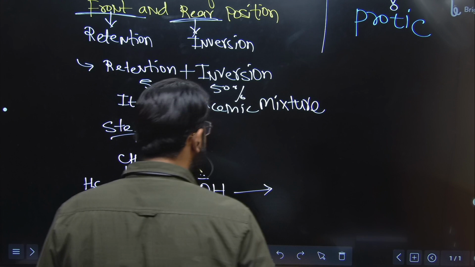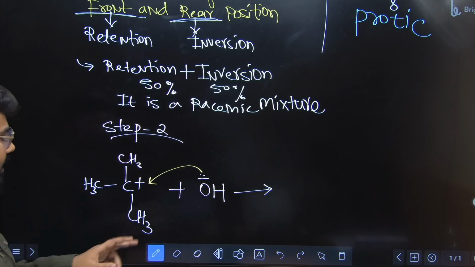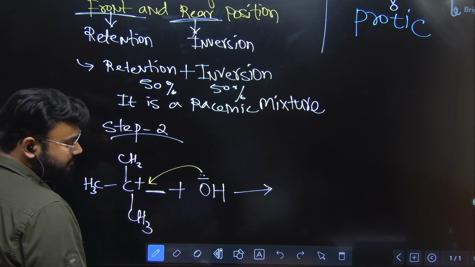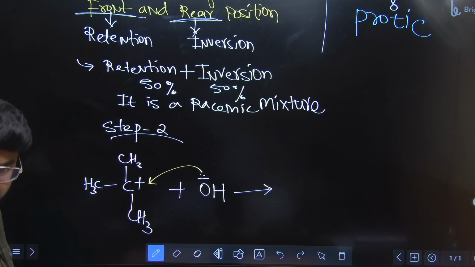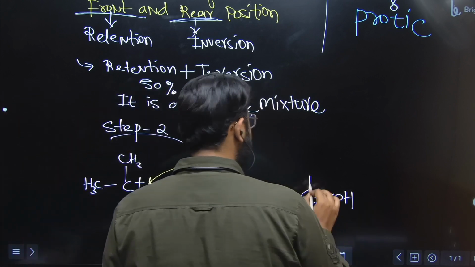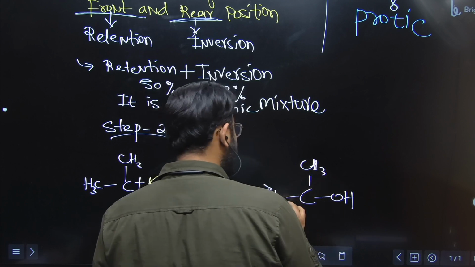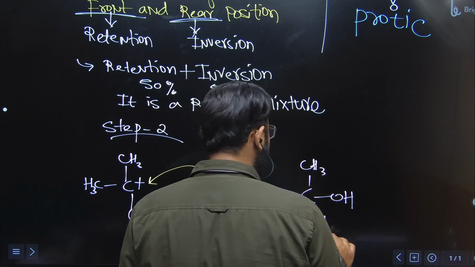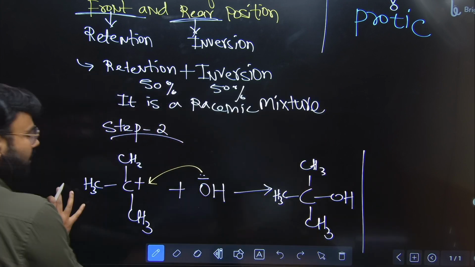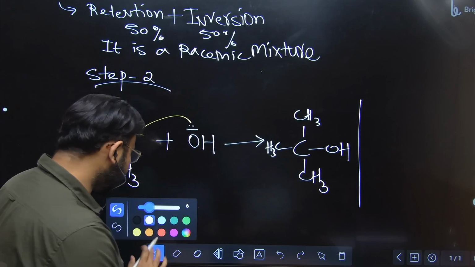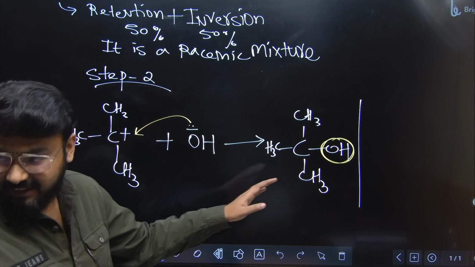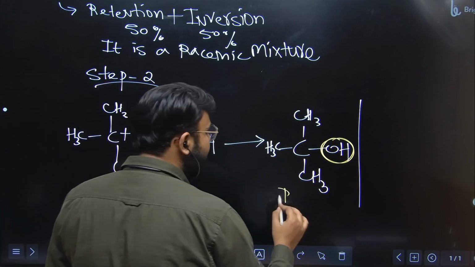So you will have two answers. First, where was the halogen present? It was present here, right? So if the OH comes at the same position, then what do you get? Tertiary butyl alcohol. Am I right, guys? Tertiary butyl alcohol, 3-degree alcohol. This OH has come at the same position where the old nucleophile was. That is why we call it retention.